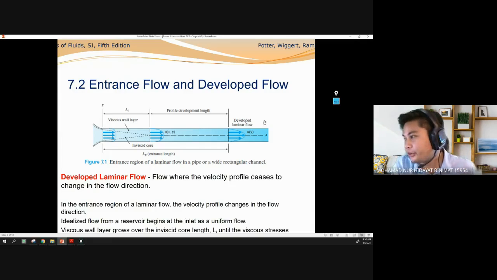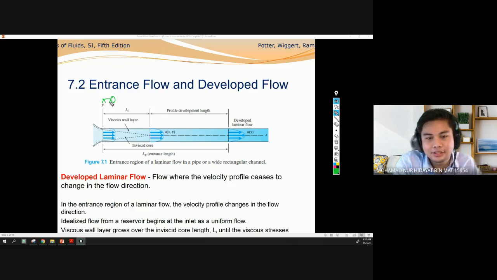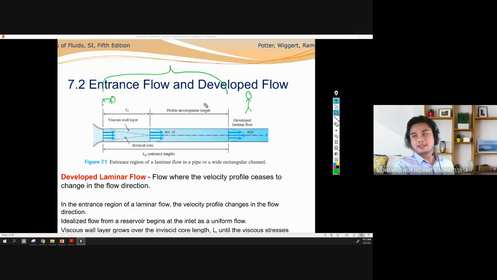Okay, I can make an analogy like a baby. Okay, this is a baby. The baby is still crawling. So this baby is not yet developed. And after a long time, this baby becomes a fully matured person. So this is considered a developed flow. So this baby will change. What do you think happened to the baby in order to achieve this matured person?